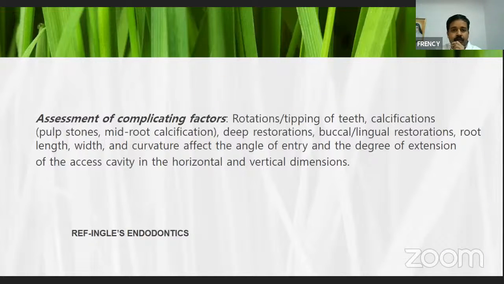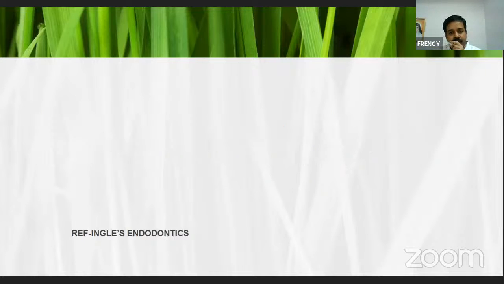Then assessment of complicating factors. This is also very important. Rotation or tipping of teeth, calcification, deep restoration, buccal and lingual restoration. Usually buccal and lingual restorations will cause a lot of calcification, and it will be very difficult to identify the canals. There will be a lot of coronal calcification if there is a buccal or lingual restoration. Root length, width, and curvature, then angle of entry, degree of extension of the access cavity, all things we have to look into from the radiograph.